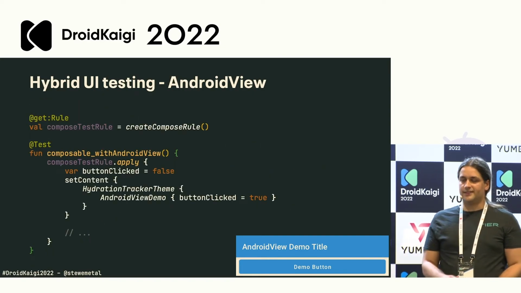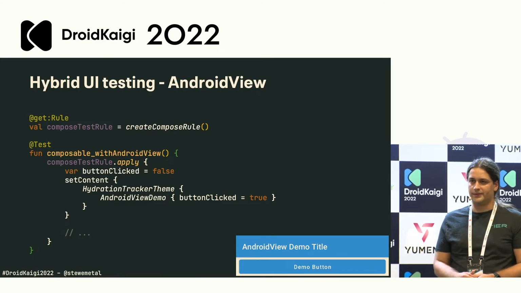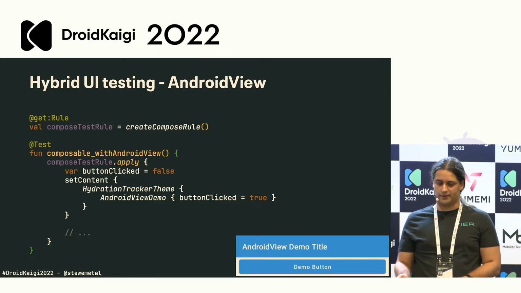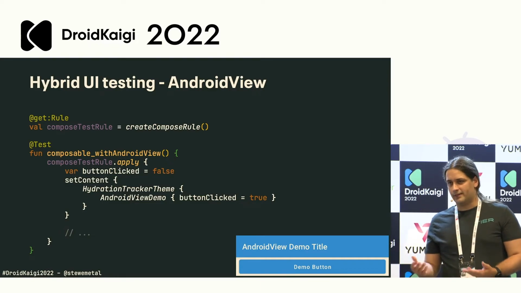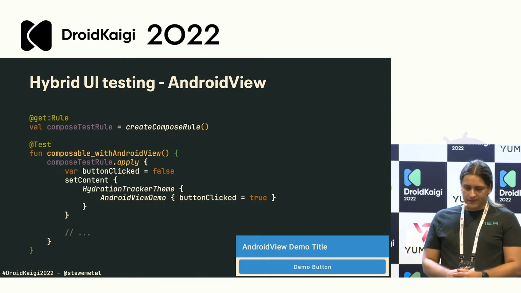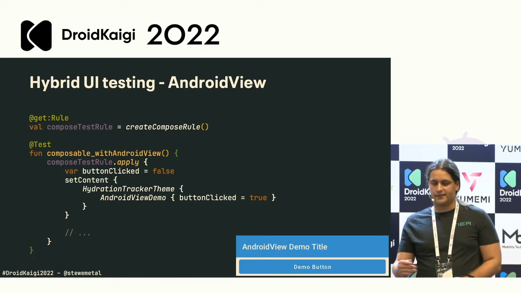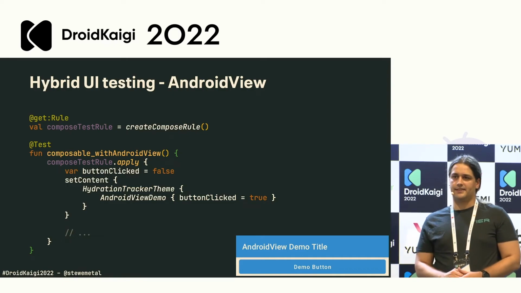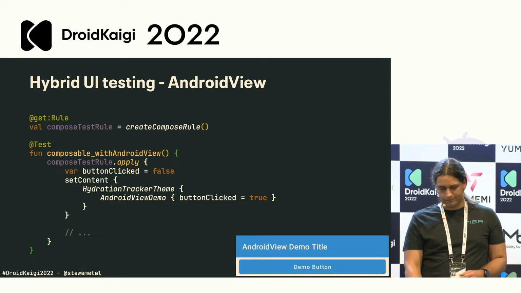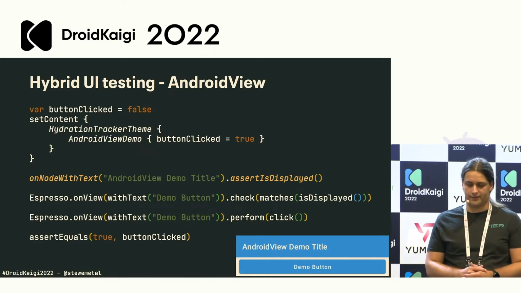So the rule for this is just created by the simple create compose rule, because we actually don't need a specific activity for this. It's just a pure composable, well, pure as it can be with that custom view inside it. So we just set the content as that AndroidView demo composable, set a click listener to it with that behavioral testing that we've seen a few slides ago, and we can move on to actually exercising this code.